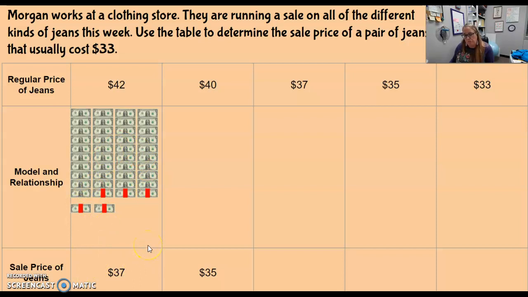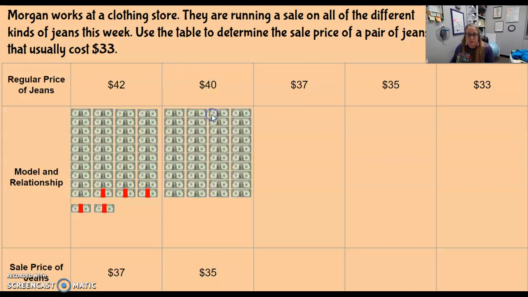So let's look at the next one. The next pair of jeans usually cost $40, but they're on sale this week. Yay! So let's model $40. So here's my $40. And I know that when they're on sale, they cost how much? Yeah, they cost $35. So I want to make my model show that.